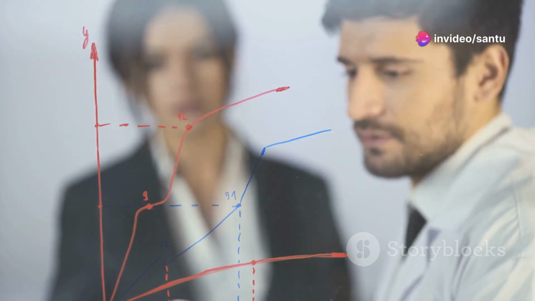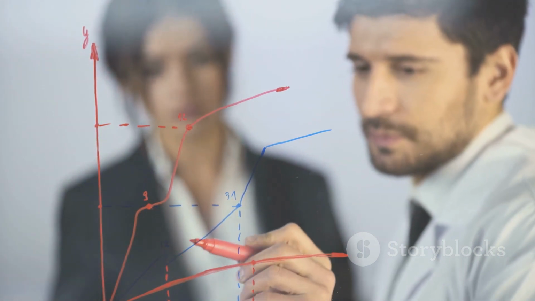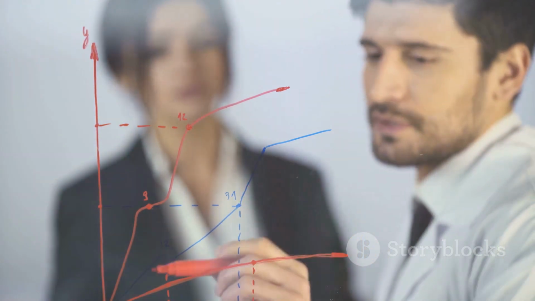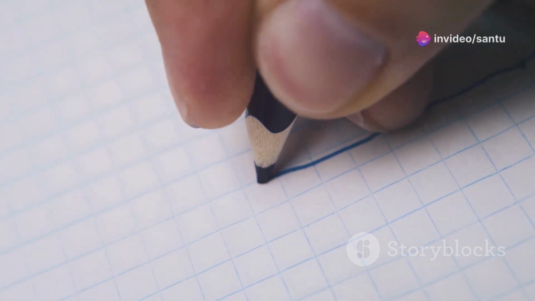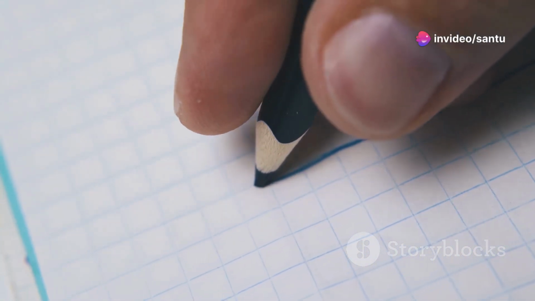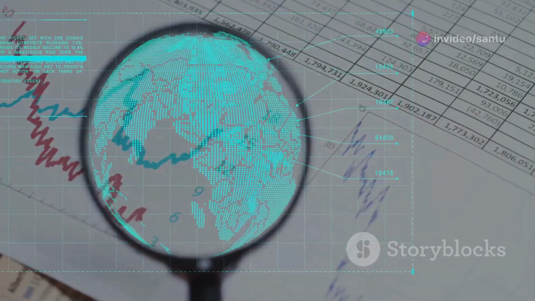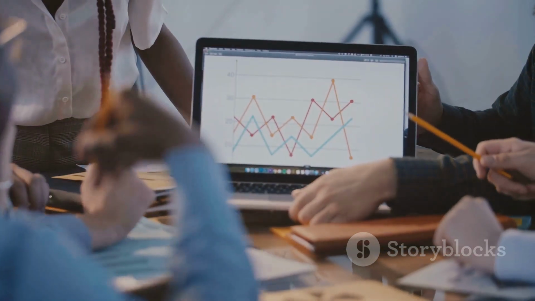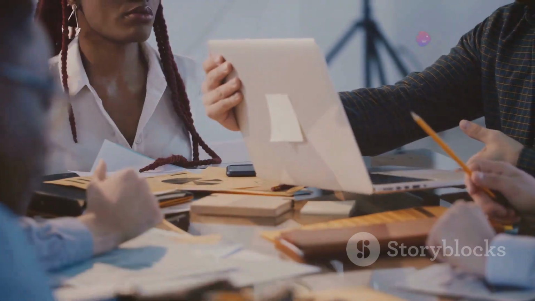Scatter diagrams, also known as scatter plots, are powerful visual tools that allow us to explore the relationship between two variables. Imagine a graph with two axes, one representing one variable and the other representing the other variable. Each point on the graph corresponds to a pair of values for the two variables. By plotting the data points on a scatter diagram, we can visually inspect the pattern or trend that emerges.